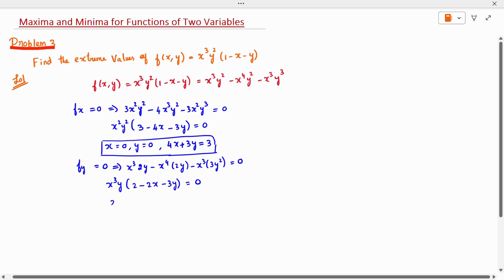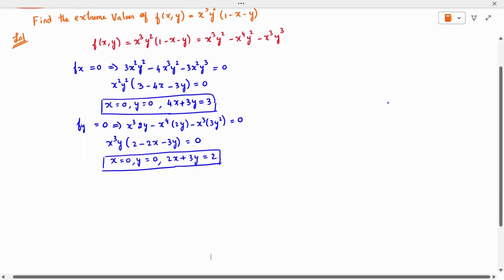So what is the meaning? Either x equal to 0, y equal to 0, or 2x plus 3y equal to 2. I am getting the points to be like this. I have two sets of equations. From this I am going to solve and get the stationary points.